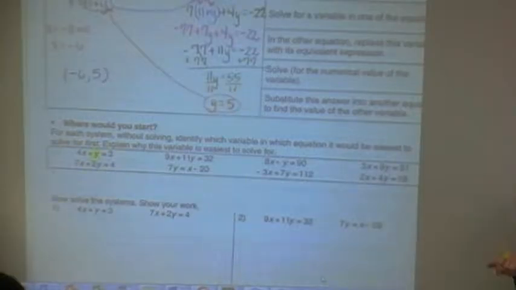So that's the easiest. Whereas, if I picked the other equation, 7x plus 2y equals 4, and I was going to solve it for y, I'd have to move the 7x and then divide by 2. So that's a two-step process, whereas the other one's just a one-step. So trying to choose the easiest.